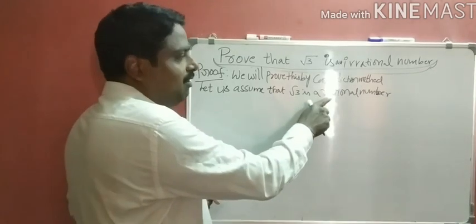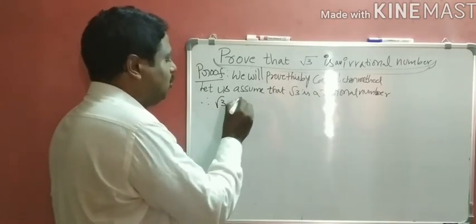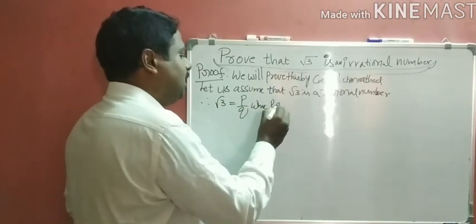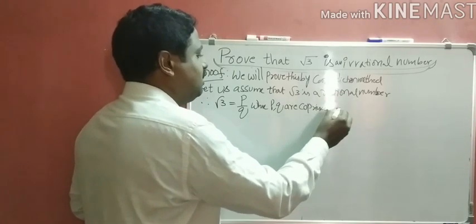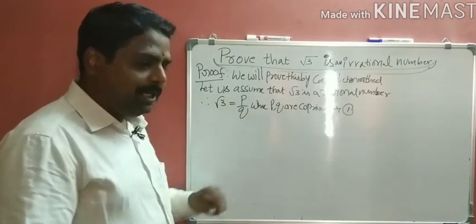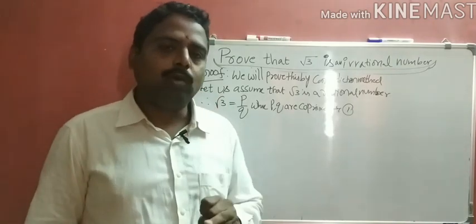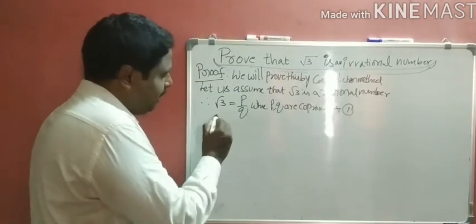What is the property of a rational number? If root 3 is a rational number, we can easily write root 3 is equal to p by q, where p comma q are co-primes. So this is the first one. Understand? Since p comma q are co-primes, by the definition of co-primes, p and q have only one as the common factor. Okay. So squaring on both sides.